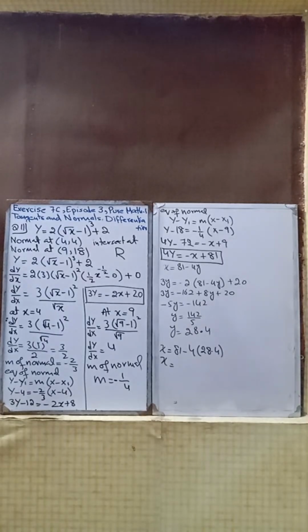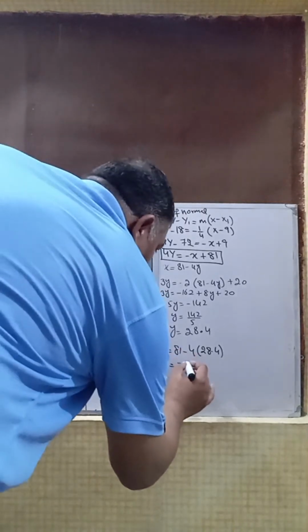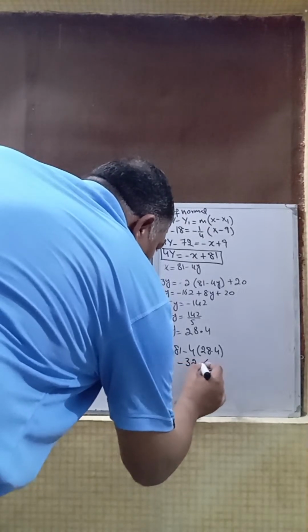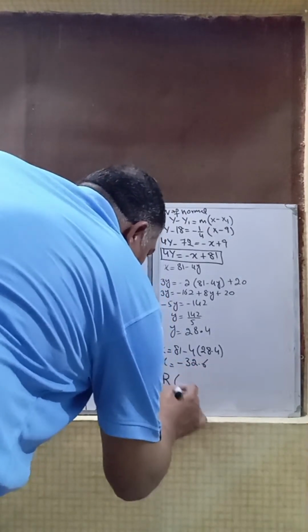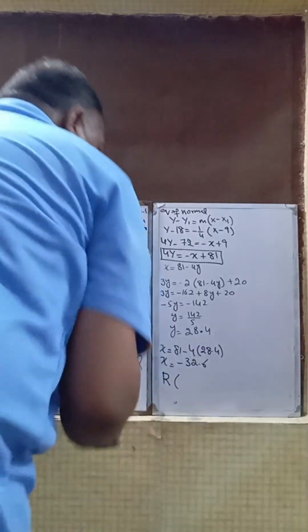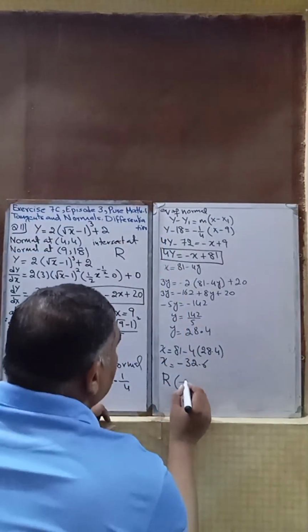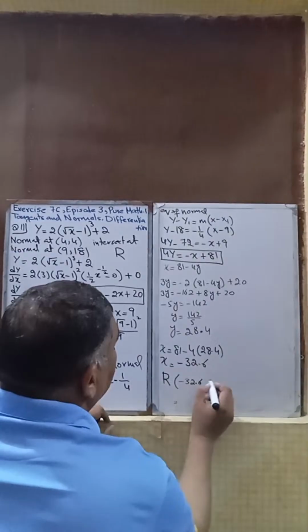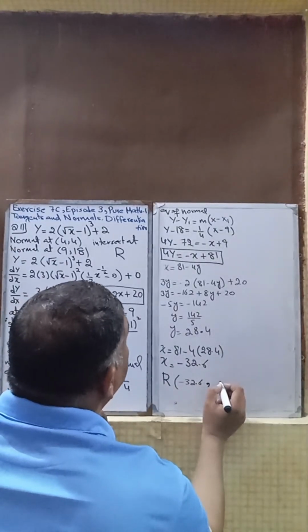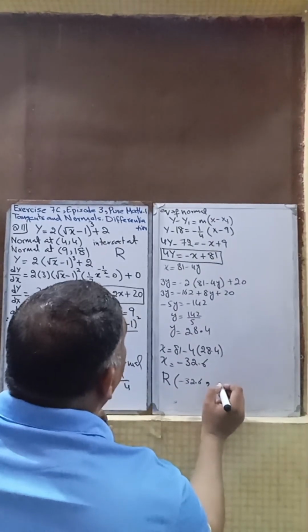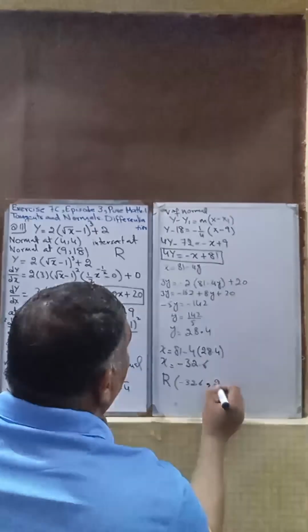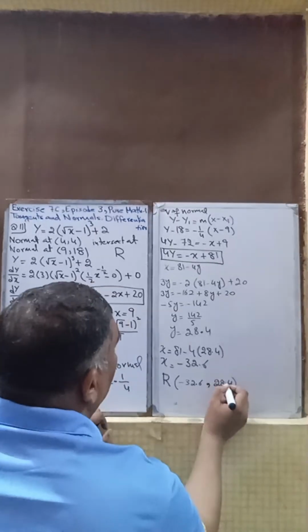The x value is minus 32.6. So you get minus 32.6. So the point R, its coordinates are minus 32.6, comma, the y value is 28.4.